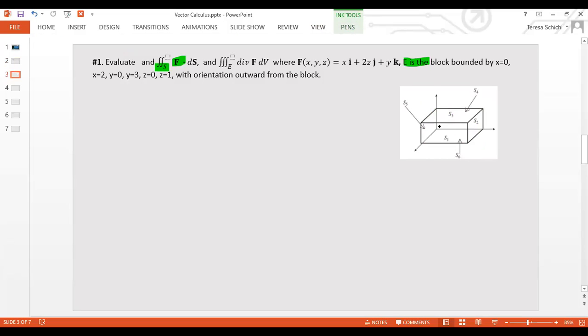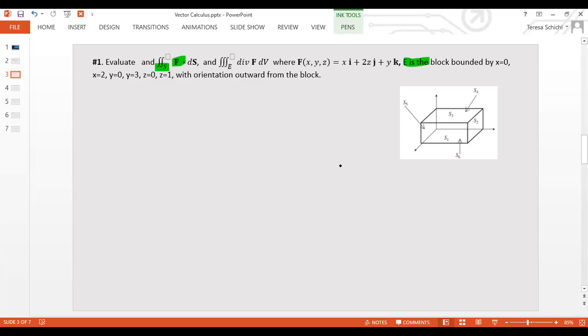As you can see, because this is a box, if we want to use the surface integral formula, yes, we can do that. But that means you are going to do the surface integral 6 times: S1, S2, S3, S4, S5, S6. Each one we need to parameterize, and then add them together. So it's pretty tedious.